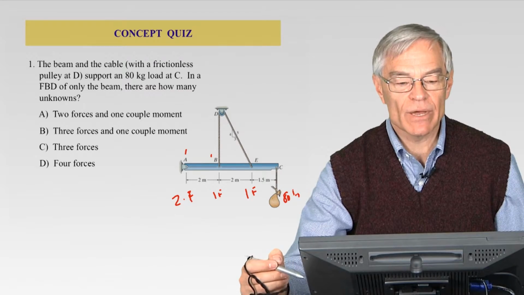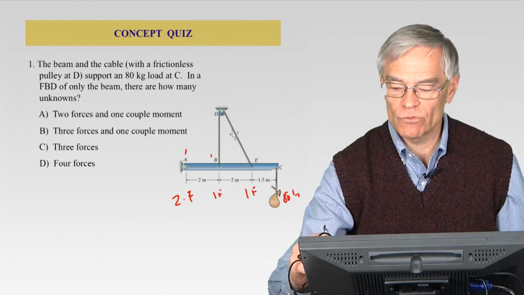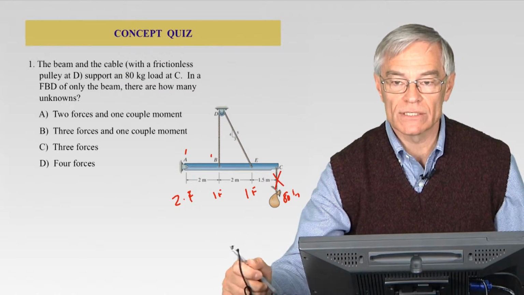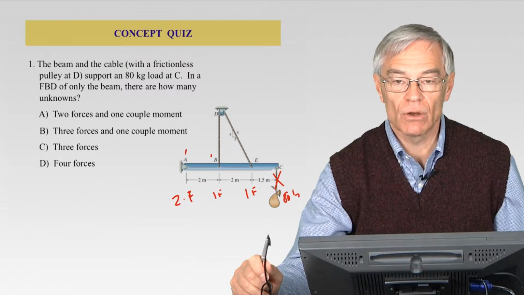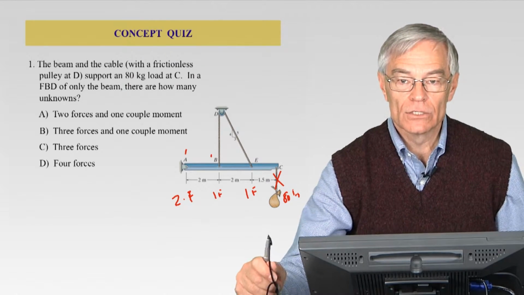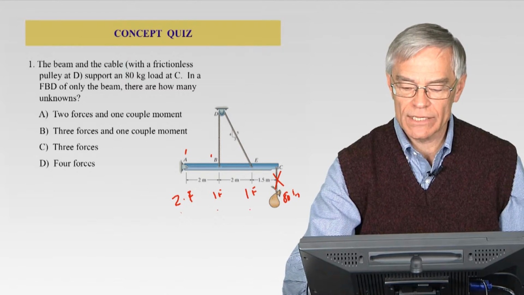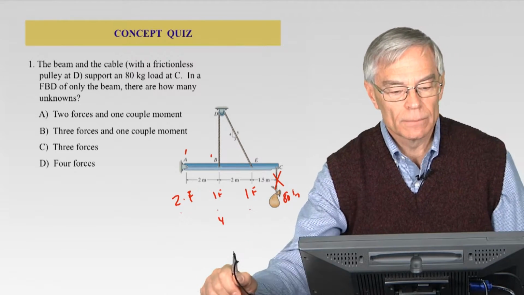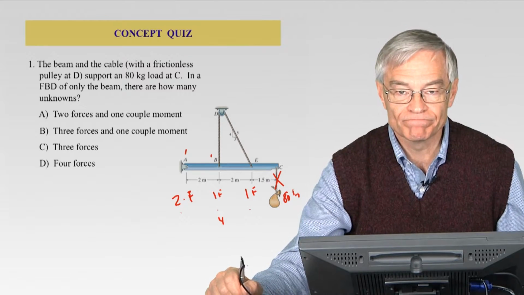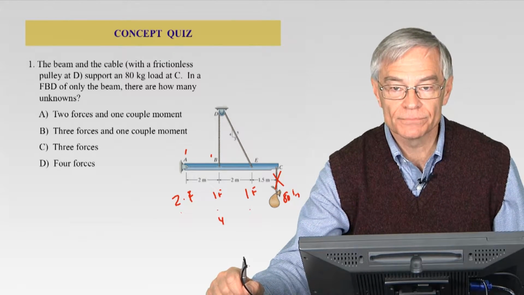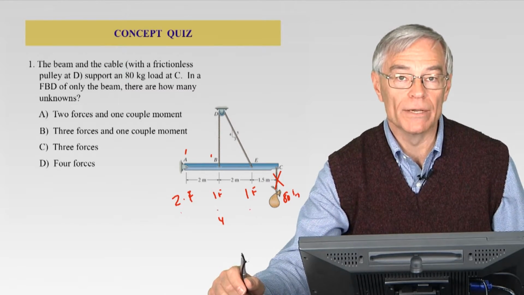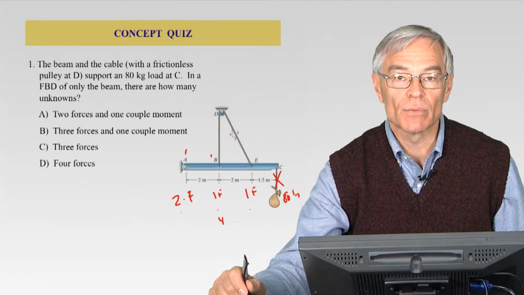And again, we asked about unknowns. This is a known force, so we don't care about what's going on at C because it's a known, so we're not interested in that. So now, if you said, okay, 2 plus 1 plus 1 gives me 4, you would have picked D, and you would have been wrong. Anybody know why? Do you know why? Think about it.